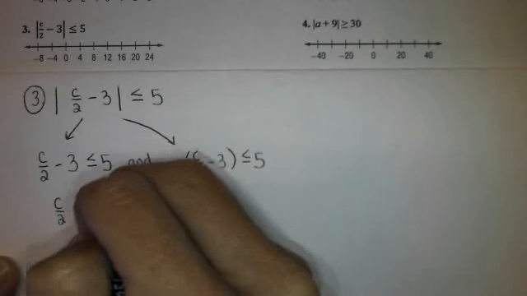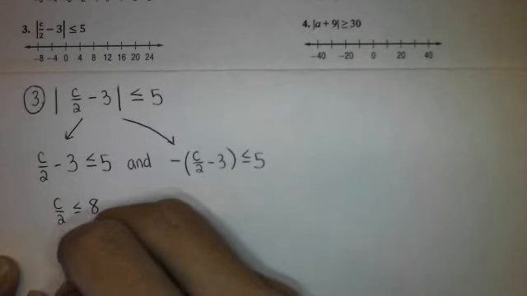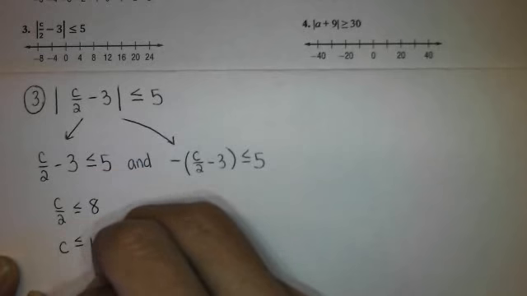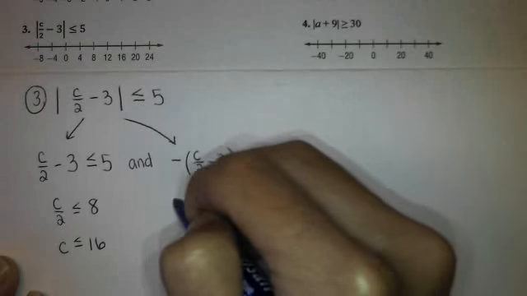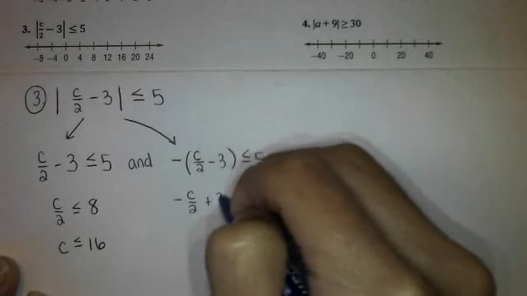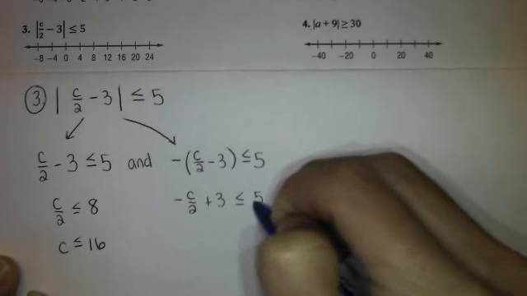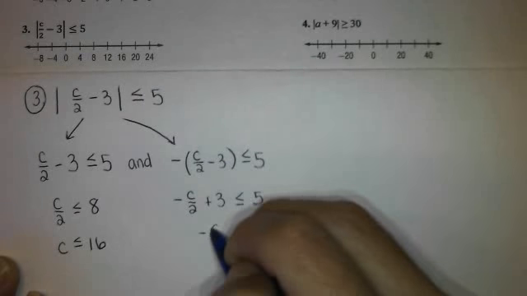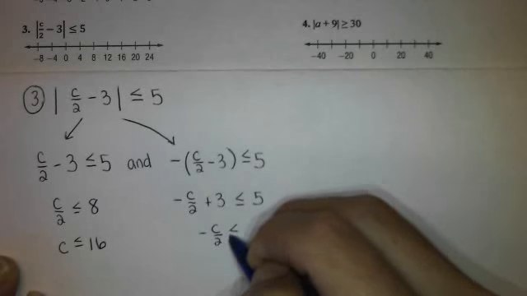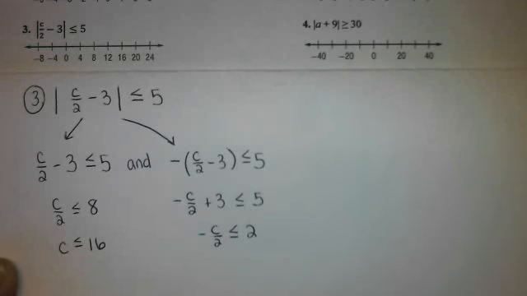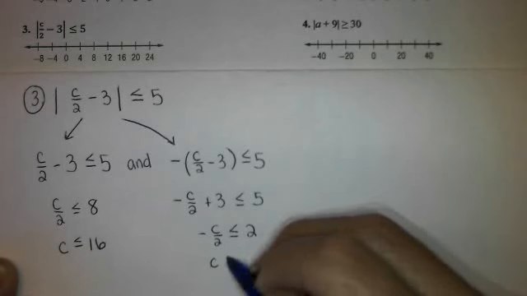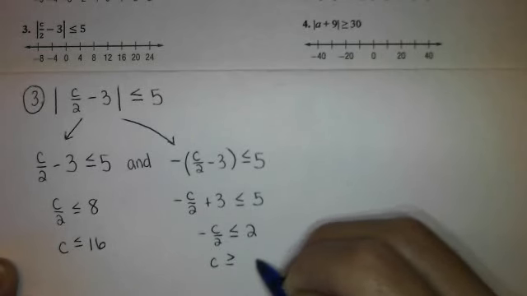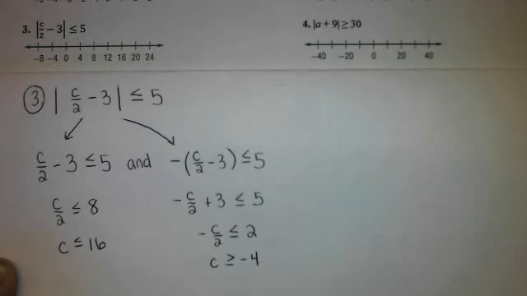We're going to go ahead and add 3 to both sides, and then multiply both sides by 2. So c is less than or equal to 16. For our negative case, I'm going to distribute the negative, subtract 3 from both sides, and then multiply both sides by -2. The 2 will get rid of the fraction, the negative will get rid of this negative sign here, but that will reverse the symbol to be c is greater than or equal to -4.